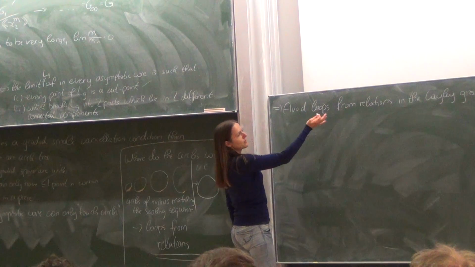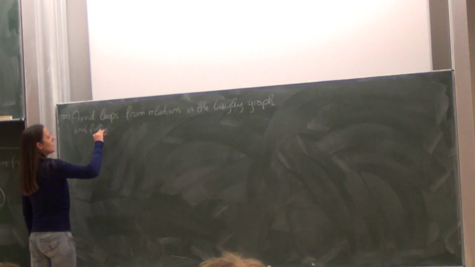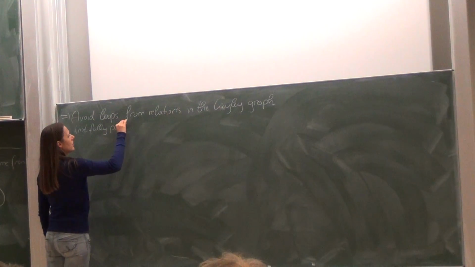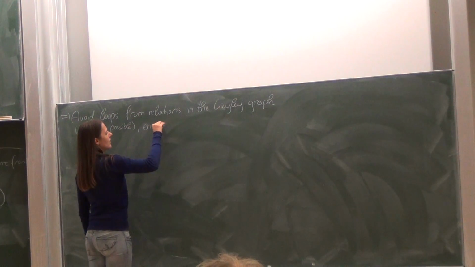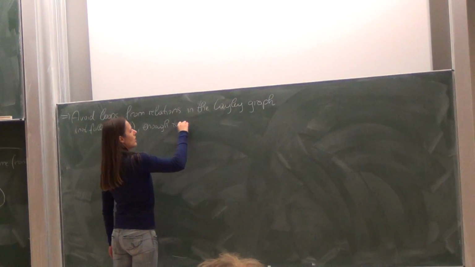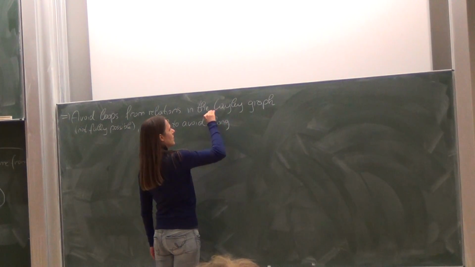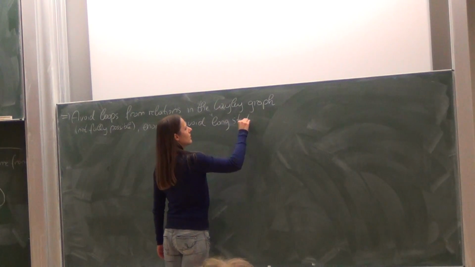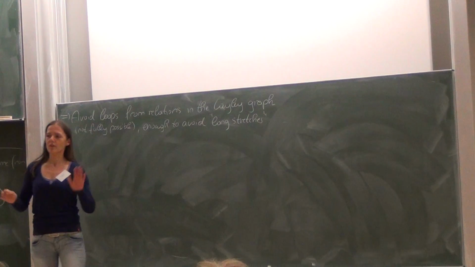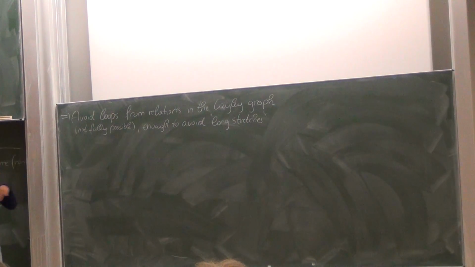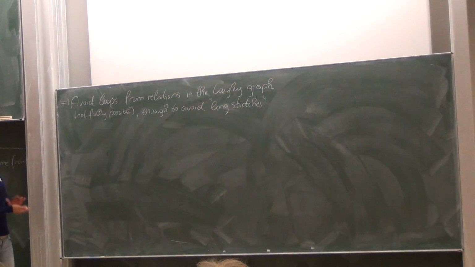So avoiding loops from relations is not fully possible. Okay? But it's enough to avoid long stretches. I'll put it like that. That's enough. That's the nice magic of asymptotic cones. Everything finite or sublinear just disappears. Okay. So that's the task here.